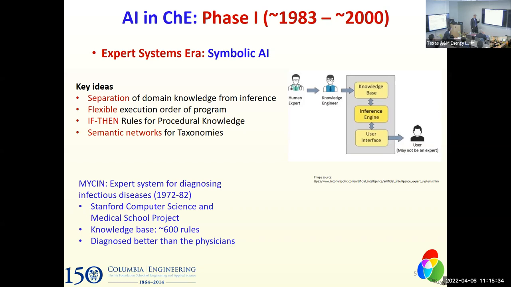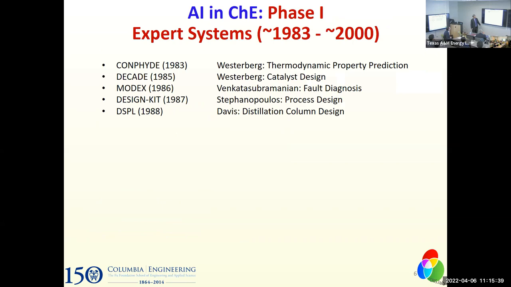Okay. And of course, this got a whole bunch of us excited in chemical engineering in the early 80s. Art Westerberg at Carnegie Mellon with his PhD student, René Bagnères, a kind of a close friend of ours, who was actually a colleague of Stratos's, and René teaches at Oxford now. So he developed the very first expert system in chemical engineering called Confide for thermodynamic property prediction. And that paper appeared in Computers and Chemical Engineering in 1983. And that's why I timed this era as starting around 1983.